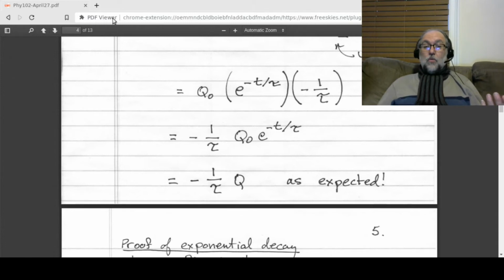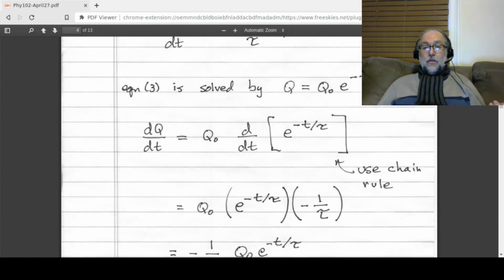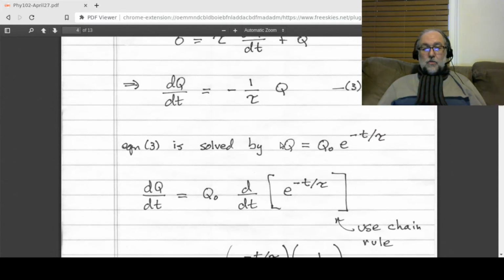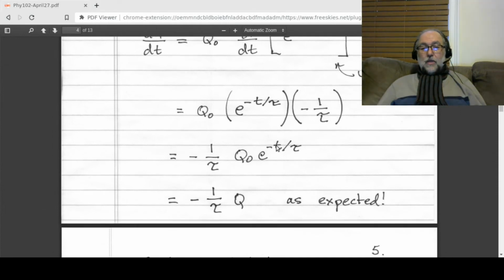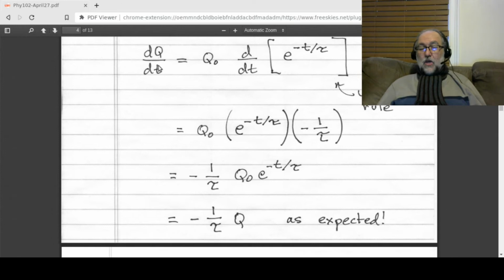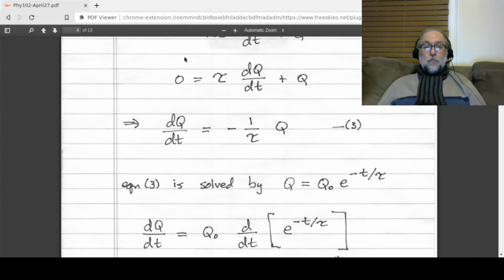So just look at this right here. q is q naught e to the minus t over tau. So if I recognize that q naught e to the minus t over tau is just q, I could replace that all with q. And what did I just show? I just showed that dq by dt is equal to minus 1 over tau times q. So what does this prove? This proves that this differential equation here is solved by that exponential decay.